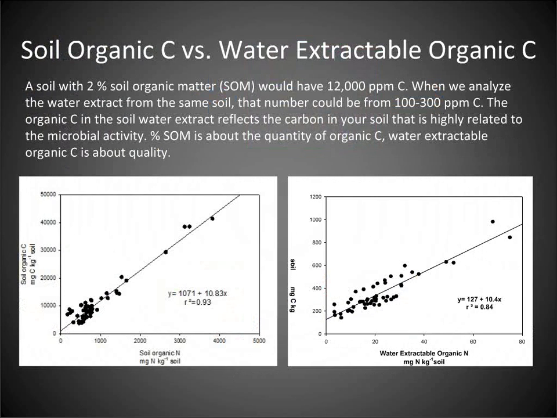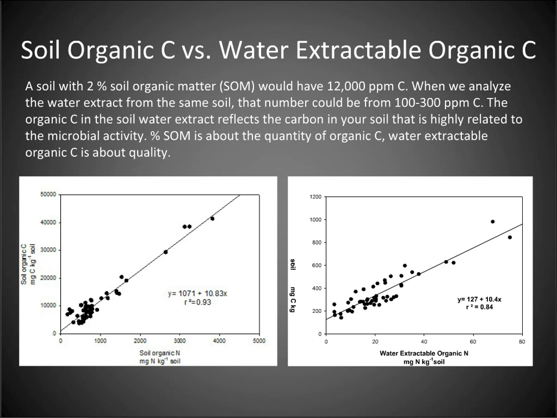Now, to show you some of that, here's a couple of graphs. On the left is soil organic carbon versus soil organic nitrogen. And it's a nice relationship. The slope's about 10.8 to 1. So that'd be pretty close to what the C to N ratio is. But the x-axis goes from 0 to 5,000 for nitrogen and 0 to 50,000 for carbon.